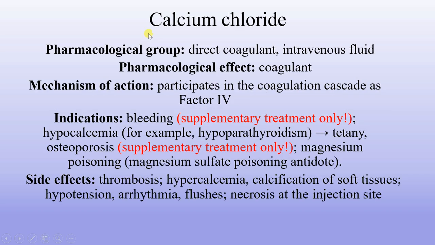The next is calcium chloride, pharmacological group direct coagulant, intravenous fluid. Pharmacological effect coagulant, mechanism of action, participates in the coagulation cascade as factor 4. Indications, bleeding, supplementary treatment only. Hypocalcemia, for example, hypoparathyroidism, tetany. Osteoporosis, supplementary treatment only. Magnesium poisoning, magnesium sulfate poisoning antidote. Side effects, thrombosis, hypercalcemia, calcification of soft tissues, hypotension, arrhythmia, flushes, necrosis at the injection site.